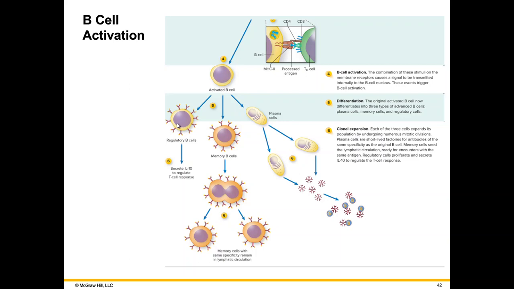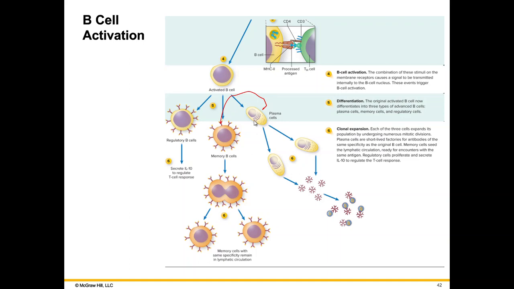will become regulatory B cells. Some of them will become memory B cells, and some of them will become plasma cells. And these are really the two that I'd prefer that you know over the other one. Regulatory B cells, I don't want to get into too many details. They help regulate the response by secreting stuff, and like IL stands for interleukin, and I don't expect you to know that. That's a little too detailed.